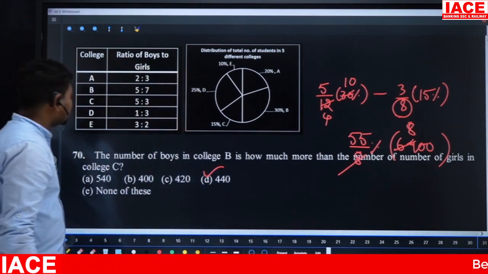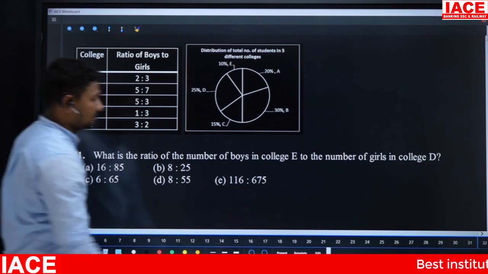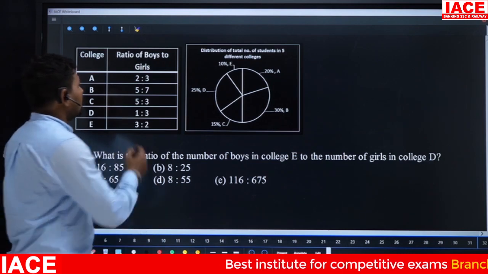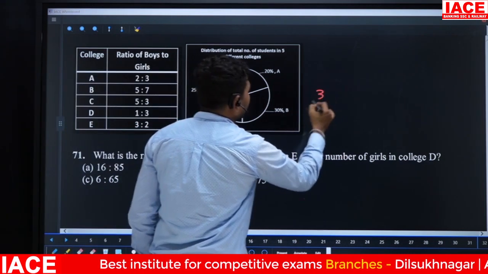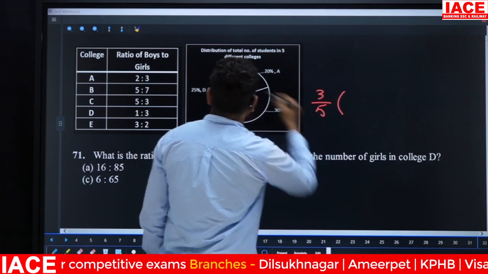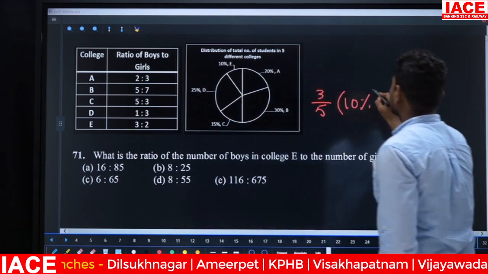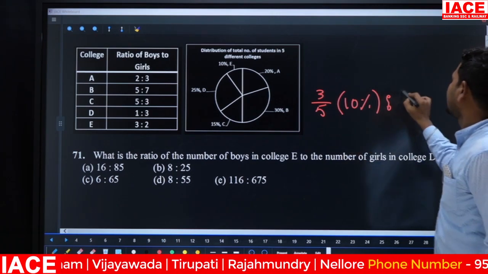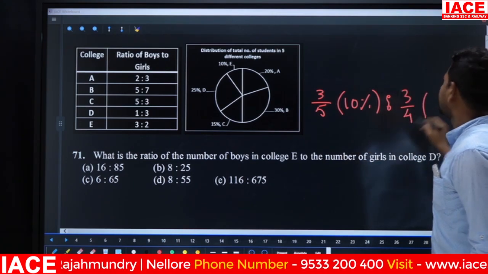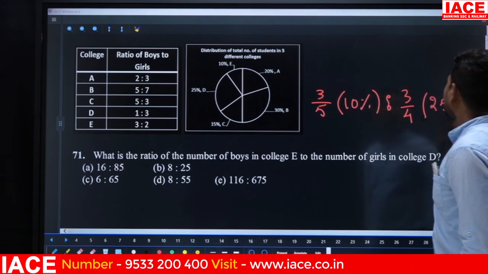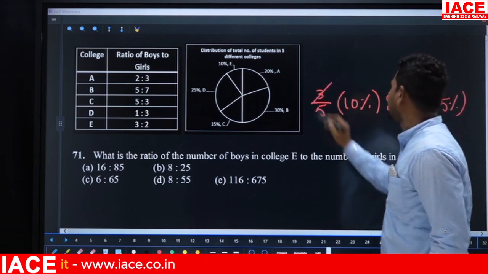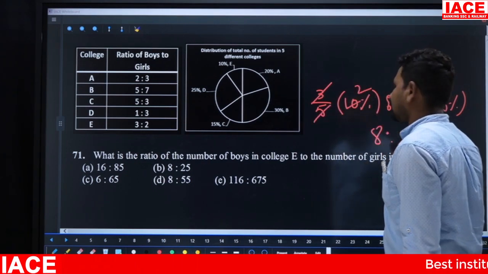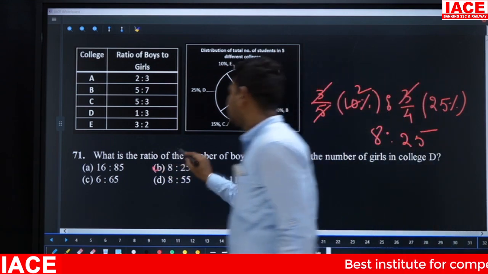Go for the next one. Here, what is the ratio of the number of boys in college E to the number of girls in college D? Boys in college E is 3 by 5, and college E is 10 percentage. Next, the number of girls in college D is 3 by 4, and college D is 25 percentage. Calculating the numbers, 3 will be cancelled, and 5 2s are, and 4 2s are 8. 8 is to 25. Our option is B.